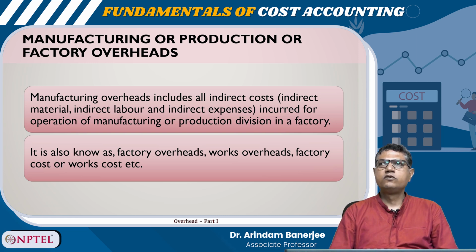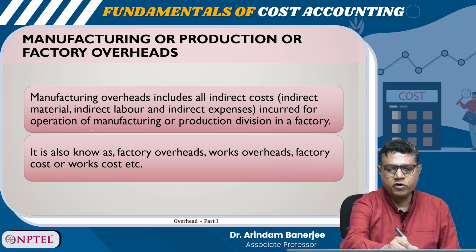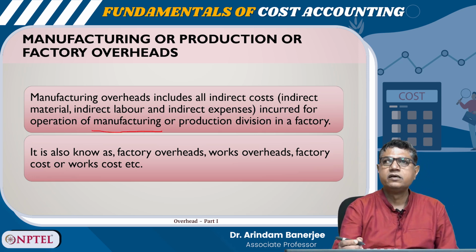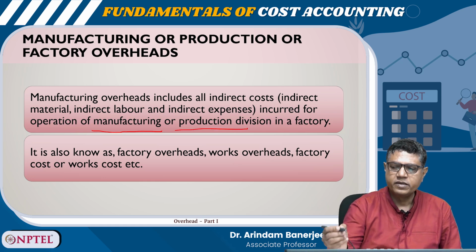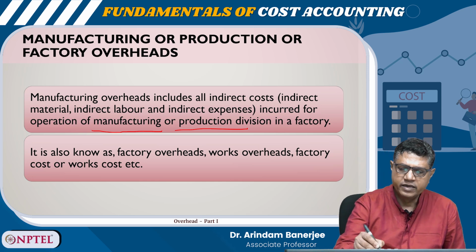Manufacturing overheads include all indirect costs, that is indirect material, indirect labor and indirect expenses incurred for operation of manufacturing. This is important, operation of manufacturing or production, right, of a factory. There is another name for it.